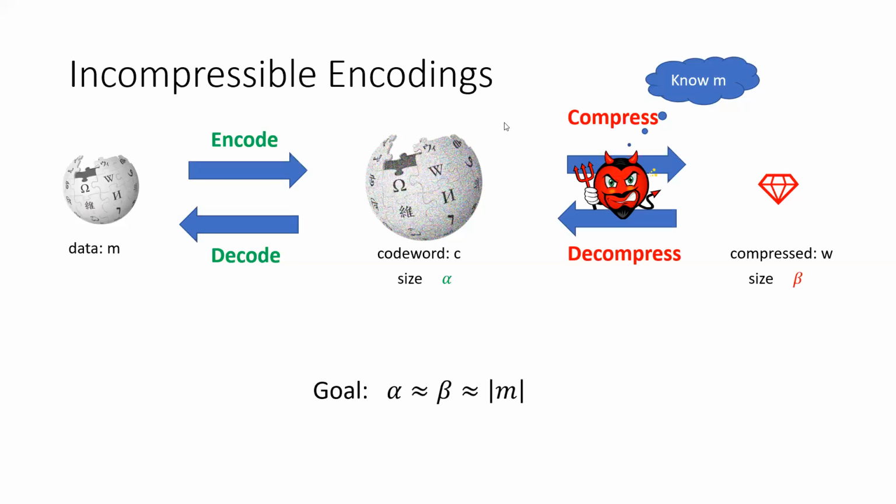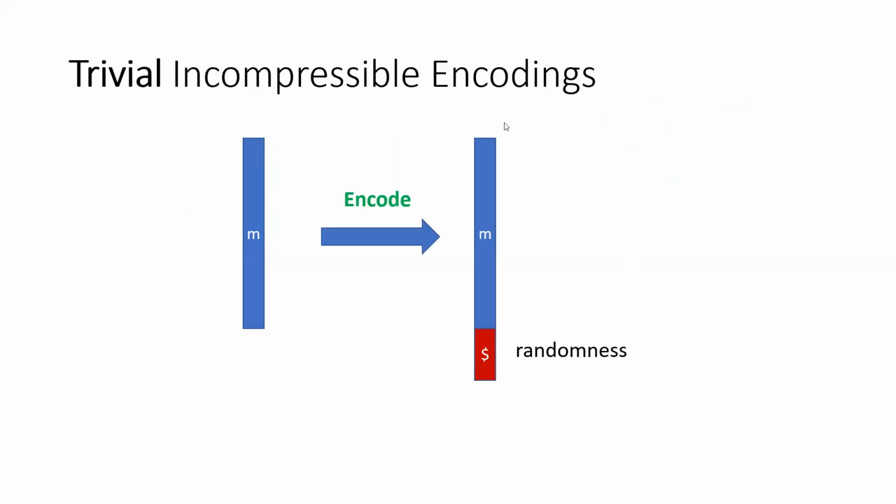So let me just mention that there is a trivial way to solve this problem, but not with the parameters we want. So here's a trivial incompressible encoding. To encode the message M, I'm just going to set my code word to consist of the message M and some additional extra random bits that I'm going to append to it. The red portion of this code word will just be random bits. And because these random bits are truly random, those cannot be compressed. So you know that the adversary has to at least store the red part of the code word.